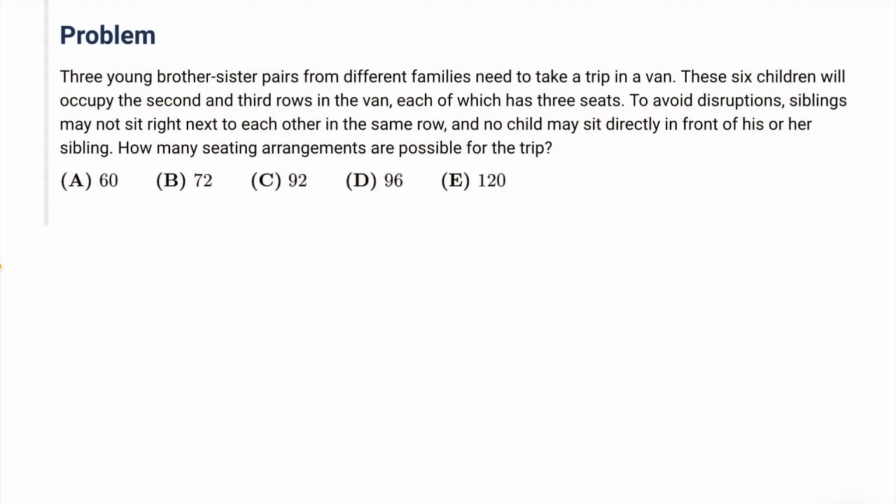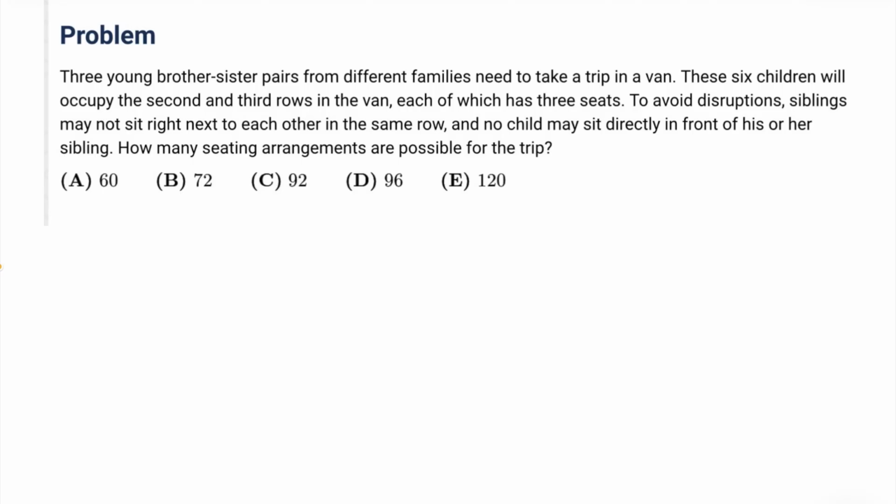The problem states 3 young brother-sister pairs from different families need to take a trip in the van. These 6 children will occupy the second and third rows in the van, each of which has 3 seats. To avoid disruptions, siblings may not sit right next to each other in the same row, and no child may sit directly in front of his or her sibling. How many seating arrangements are possible for the trip?